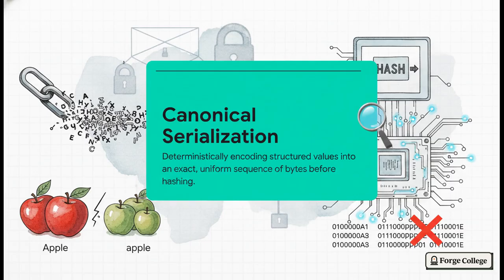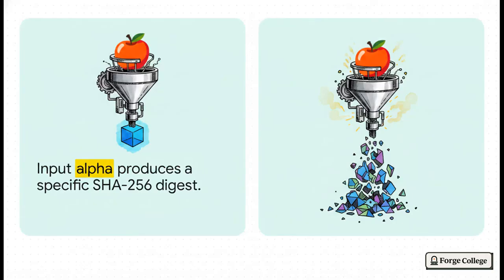No exceptions. And this brilliantly illustrates the point. Check out the difference here. On the left, we have the input alpha. On the right, we have alpha followed by a hidden null character. To the naked eye in a sloppy debug log, they look exactly the same. But that invisible trailing character completely scrambles the resulting SHA-256 digest. This is exactly why canonical serialization isn't just some nice-to-have feature. It's our absolute prerequisite before we generate even a single hash. Identical logical values must produce identical bytes.